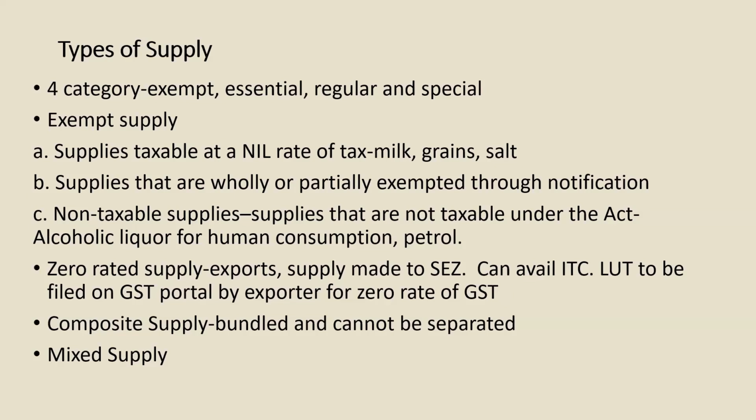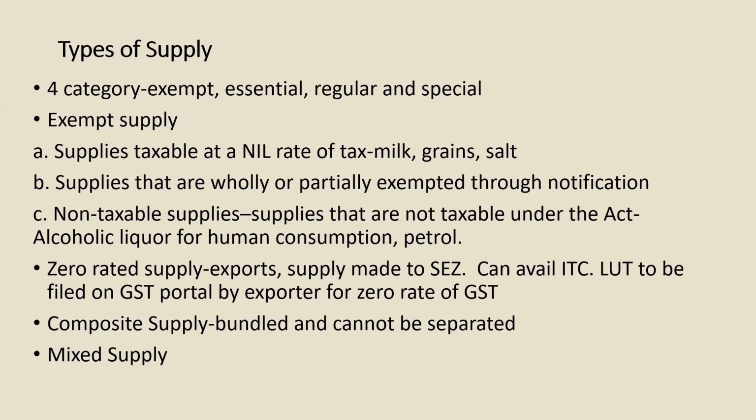Composite supply means when you sell a particular product as a bundle of two products, where one cannot work without the other. That is what is called bundling, or you cannot separate them. That's what is called composite supply.